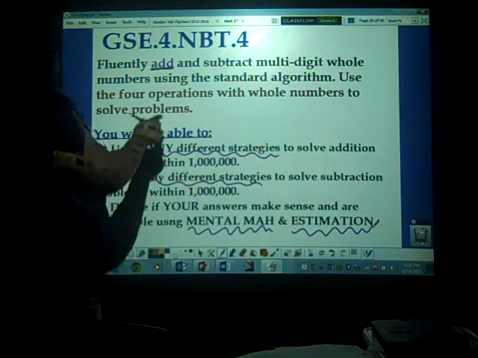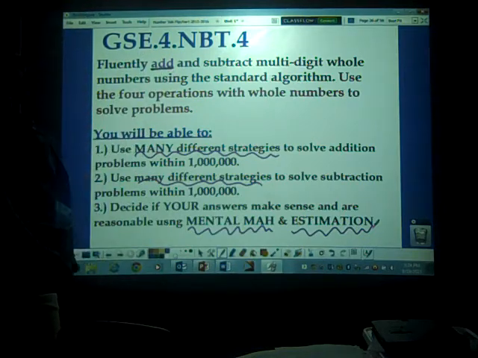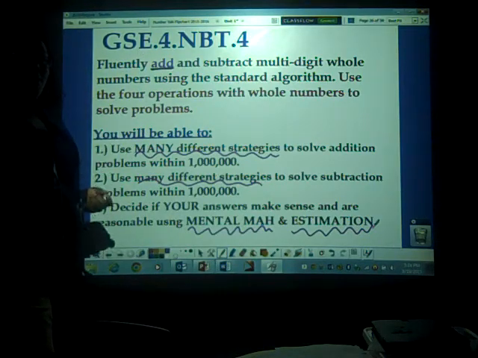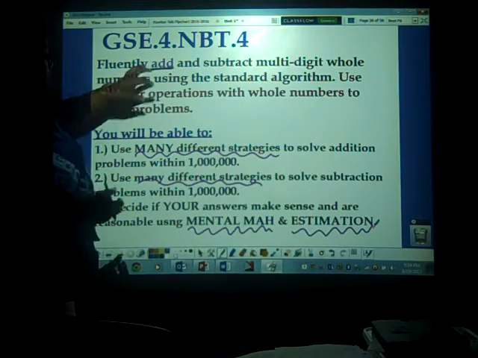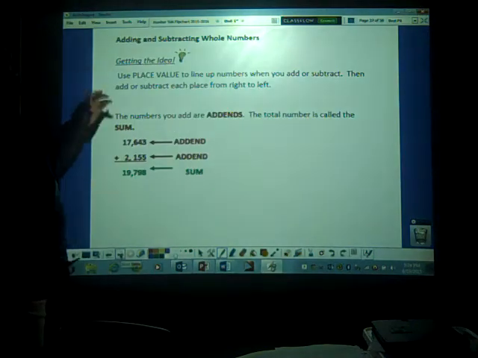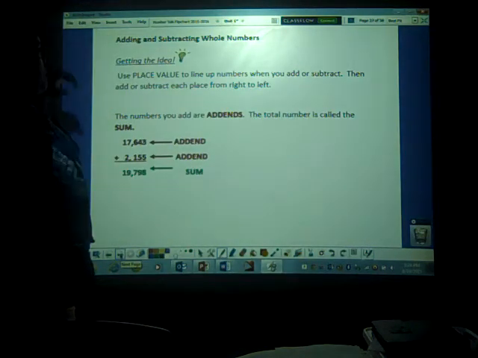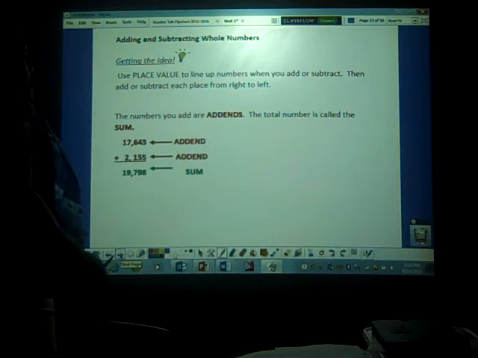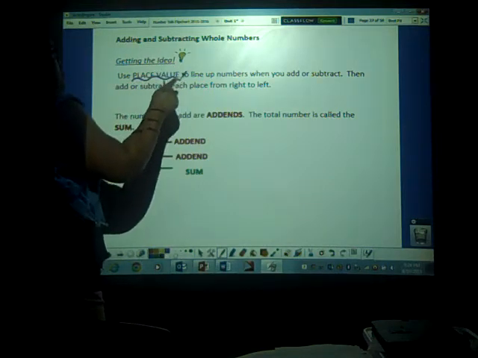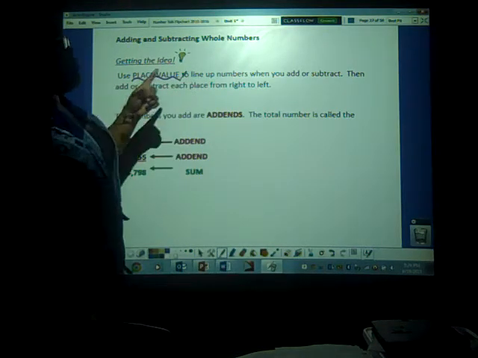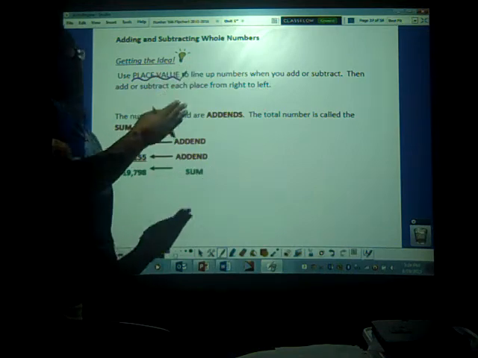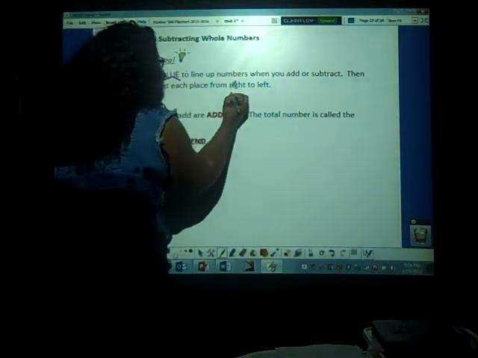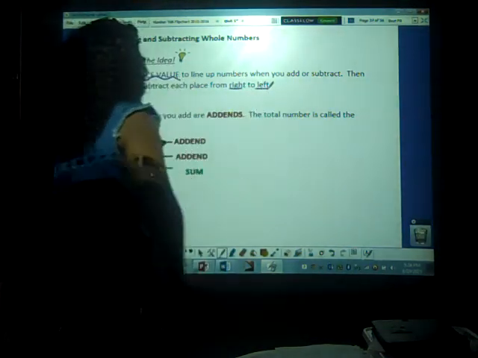So in this video, we're going to focus on just fluently adding multi-digit whole numbers using the standard algorithm, and we're going to have a place value as our guide for this standard. So let's start with getting the idea of adding and subtracting whole numbers. You're going to use a place value to line up numbers when you add or subtract. Then add or subtract each place from right to left.